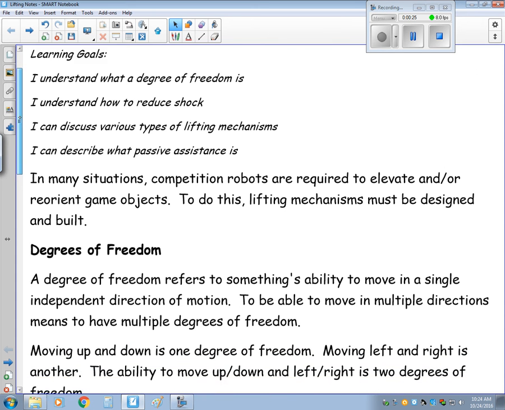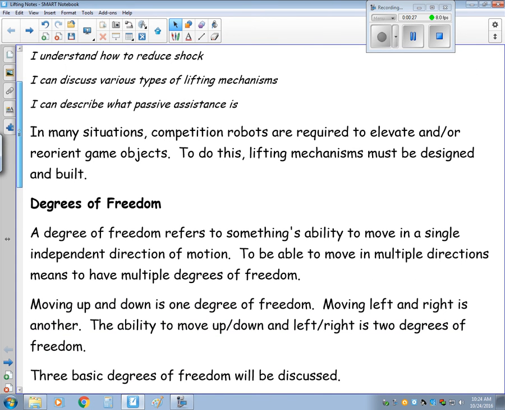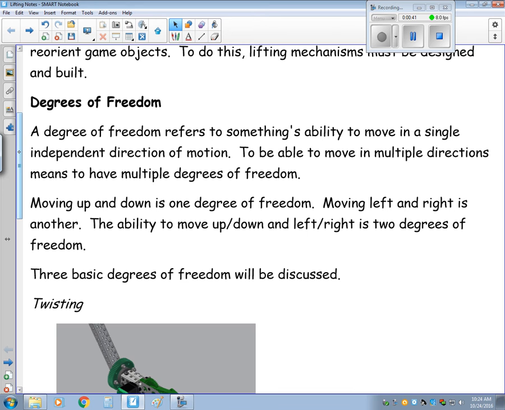Right, so in many different situations, competition robotics are required to elevate or reorient game objects. So to do this, we need to have some sort of lifting mechanism. So first off, we need to understand what a degree of freedom is. This is something's ability to move in a single independent direction of motion. So to be able to move in multiple directions means to have multiple degrees of freedom.